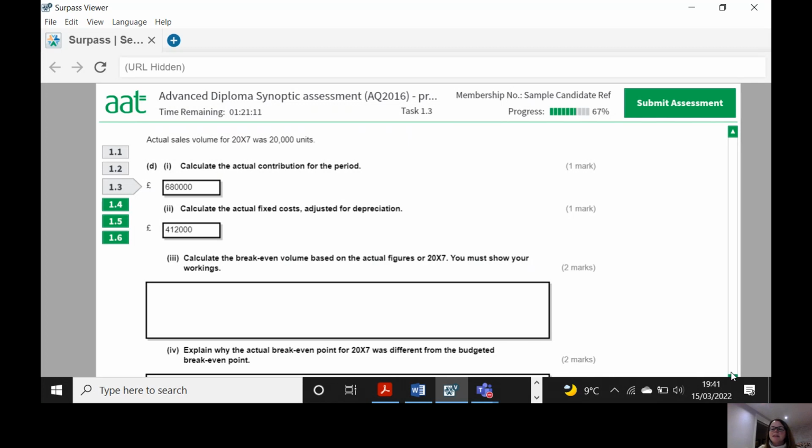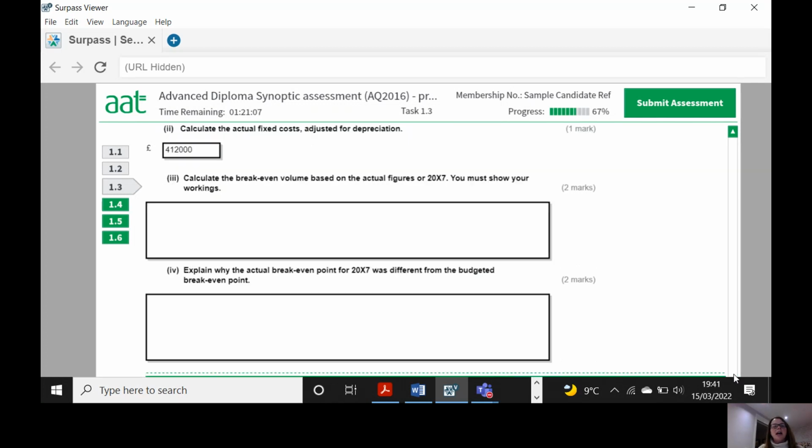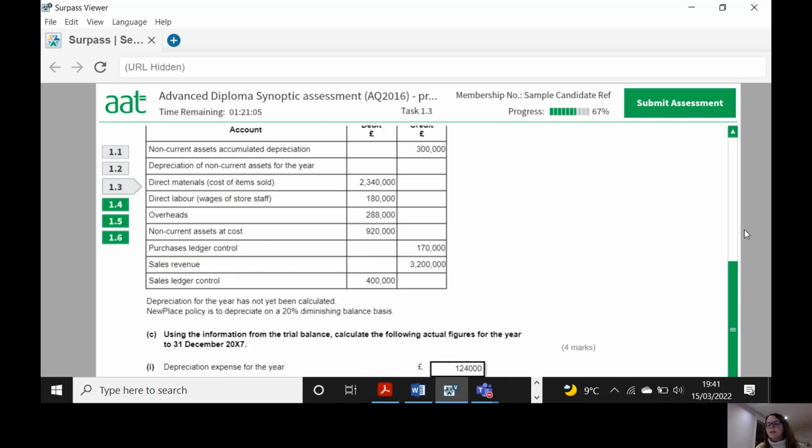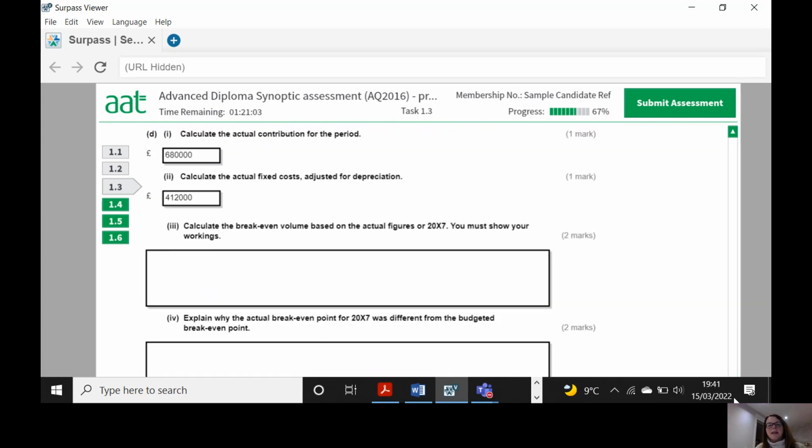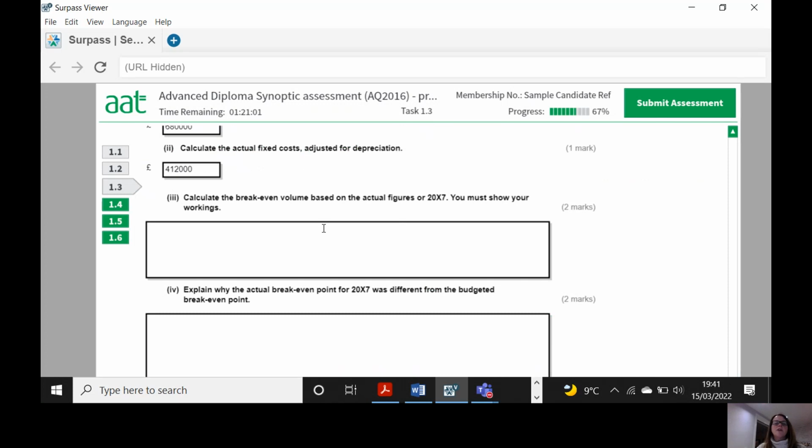Right, next bit. So this is a bit of a challenge. It's a calculation, but it's human marked. Calculate the break-even volume based on the actual figures. Right, so break-even volume I know is fixed costs.